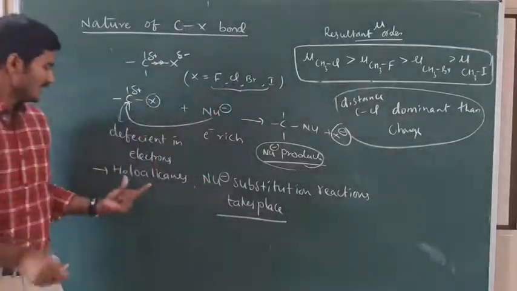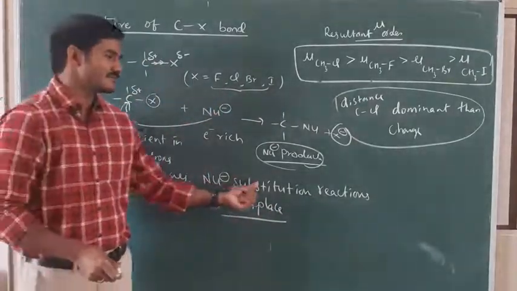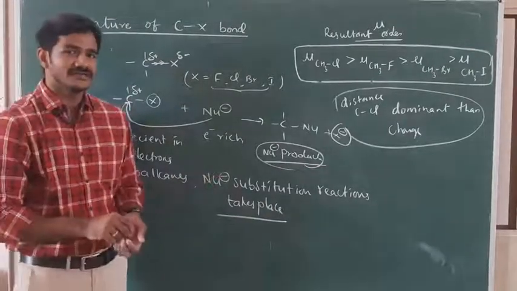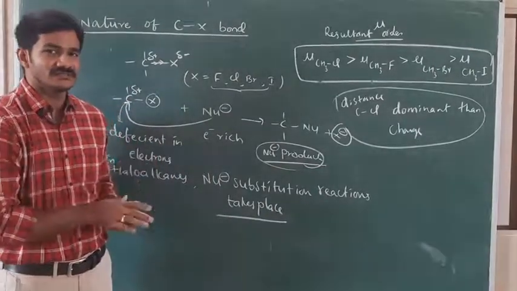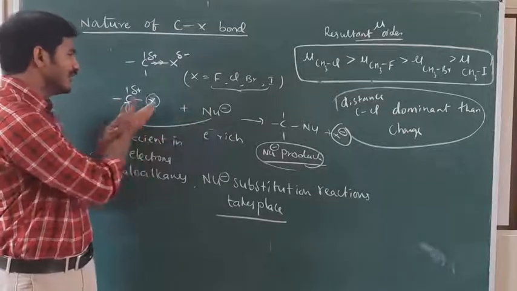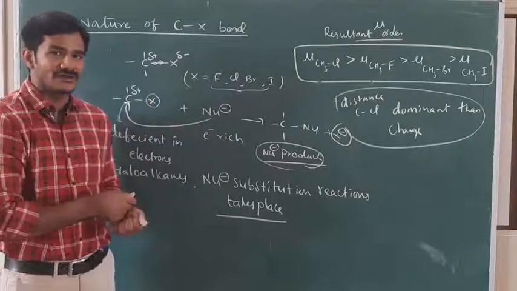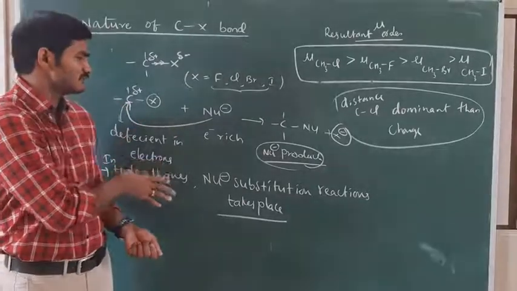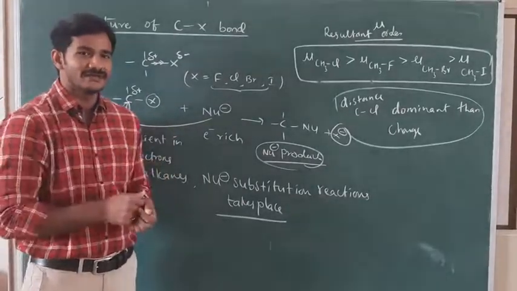Okay. Haloalkanes, nucleophilic substitution reactions. In haloalkanes, nucleophilic substitution reactions take place. They are very common reactions in this. One nucleophile can attack here and substitute the halogens. Halogens are eliminated as leaving groups. So all this nucleophilic substitution we will discuss in the chemical properties of haloalkanes.